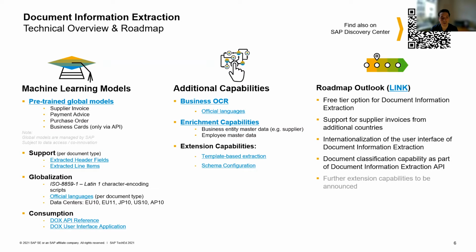Here, per document type, we support selected header fields and also line items. If you follow the links here, it will take you to SAP Help portal, where you will find additional information about the supported fields. We provide support for Latin 1 character encoding scripts, and there is a list of official languages also per document. And this service is also delivered globally in different data centers across the globe. One interesting thing to mention here is that this service can also be used as EU access only on the data center EU11.